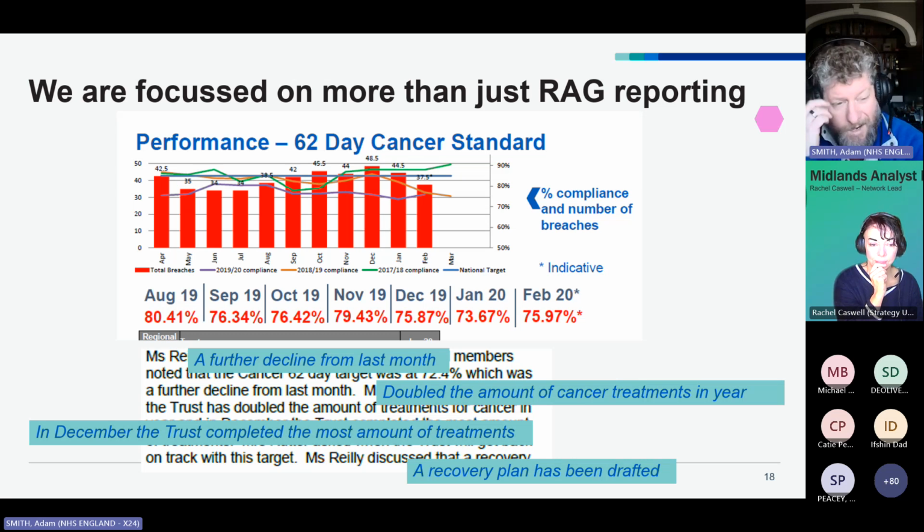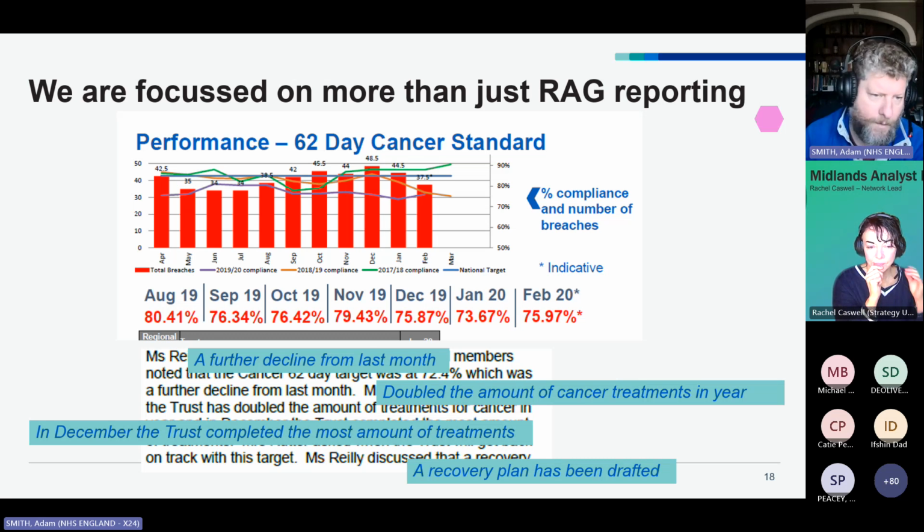But then also alongside this went some narrative, and the narrative was just as bad, reacting to the data, the graph that we can see there. So in here we can pull out there was a further decline from last month, double the amount of cancer treatments in year. In December, the trust completed the most amount of treatment. So that's the type of things we could pull out.